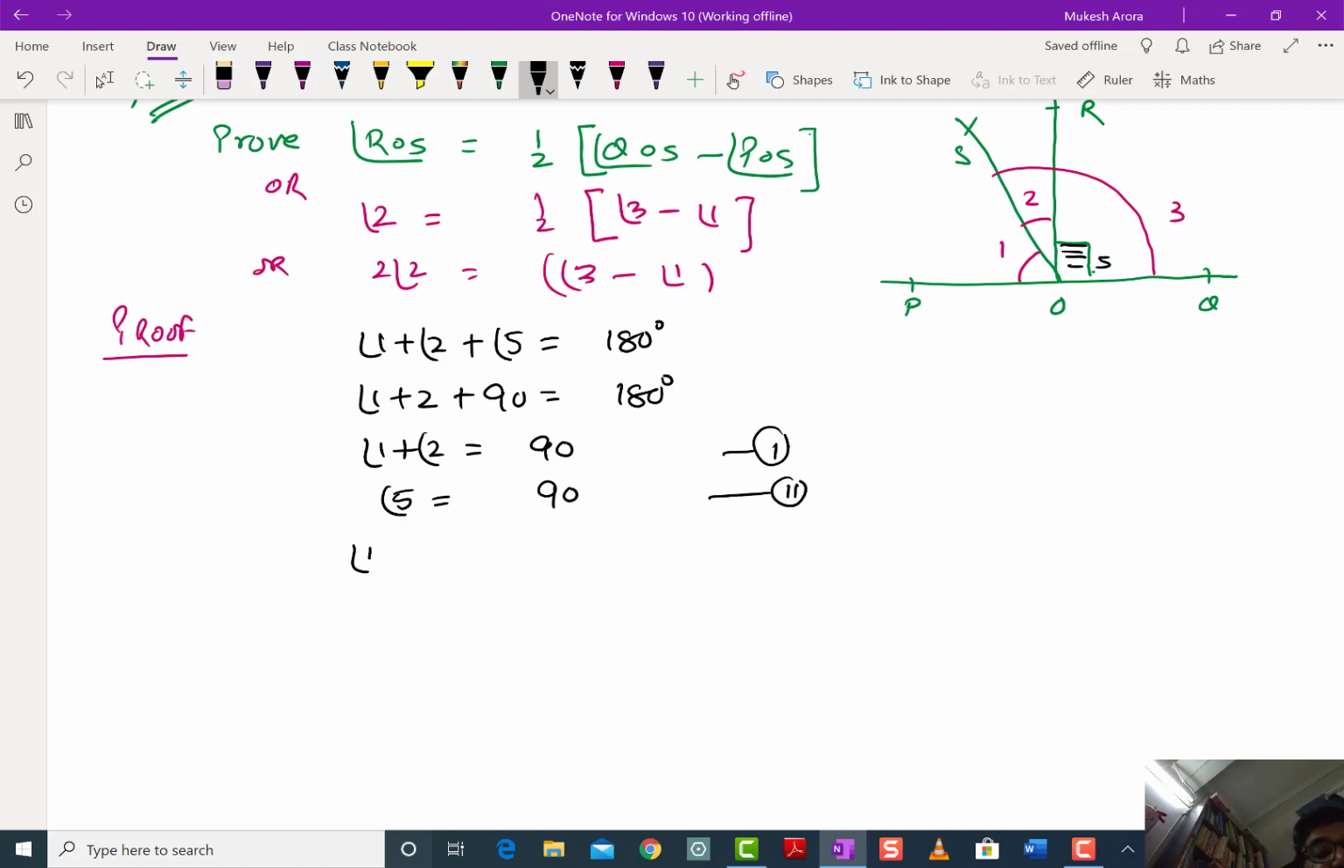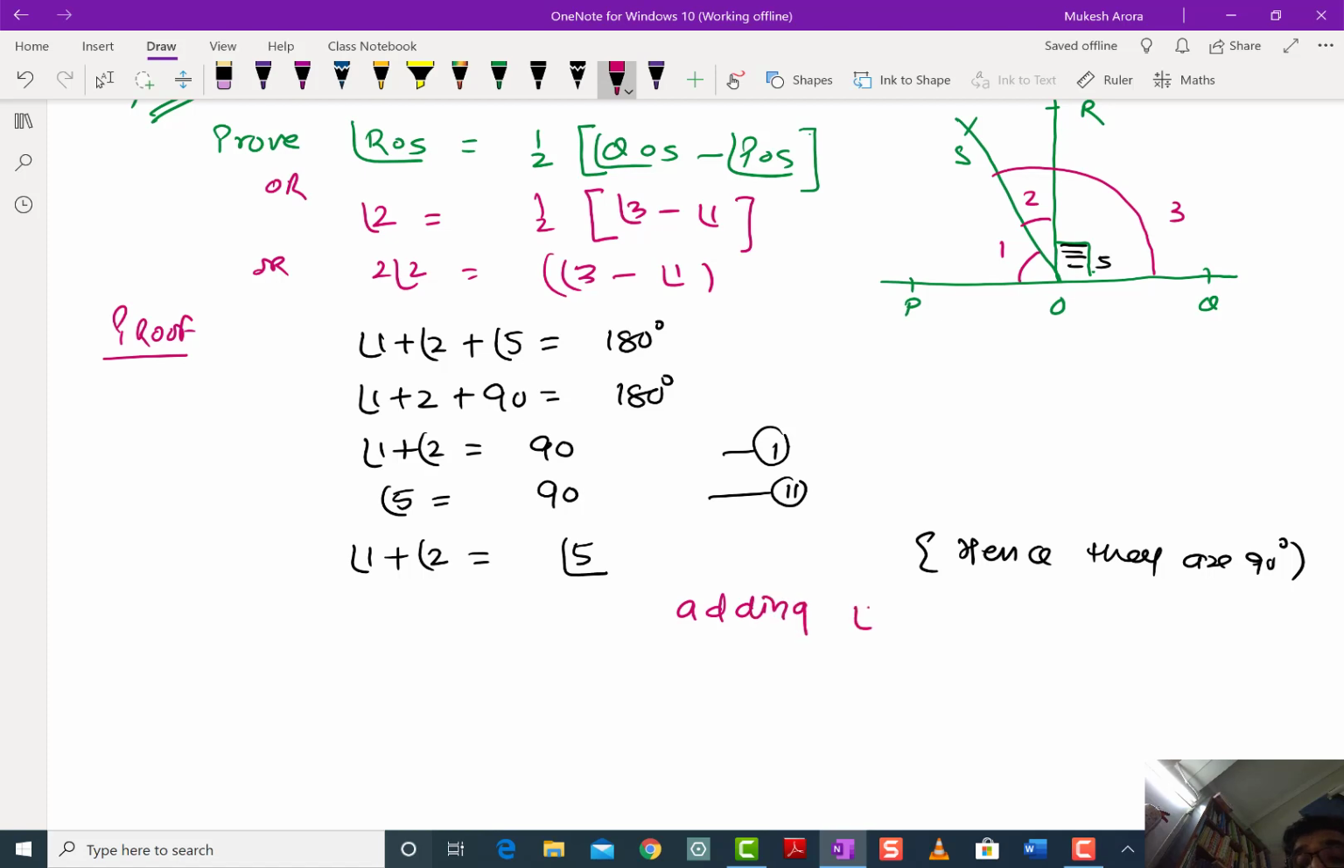So we can write angle 1 plus angle 2 is equal to angle 5, right? Both are 90. So one simple line is here, adding angle to both sides. If we add or subtract the same thing to the left and right hand side, the value is not changed. Angle 1 plus 2 plus angle 2 is equal to angle 5 plus angle 2. Angle 1 plus angle 2 plus angle 2 will be 2 times angle 2.